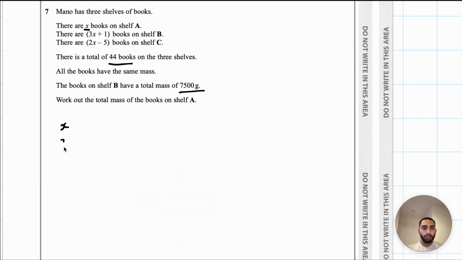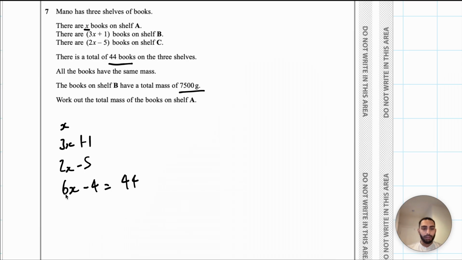We've got x plus 3x plus 1 plus 2x minus 5, and that's going to equal 44, the total amount of books. So 1 plus 3, which is 4, 4 plus 2, which is 6. 1 take away 5, which is negative 4. So 6x minus 4 is equal to 44.